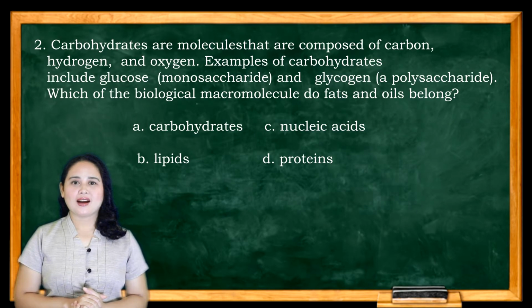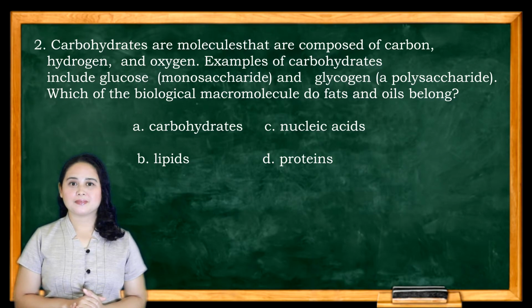Number 2. Carbohydrates are molecules that are composed of carbon, hydrogen, and oxygen. Examples of carbohydrate include glucose, a monosaccharide, and glycogen, a polysaccharide. To which of the biological macromolecules do fats and oils belong? A. Carbohydrates. B. Lipids. C. Nucleic acid. And D. Protein.